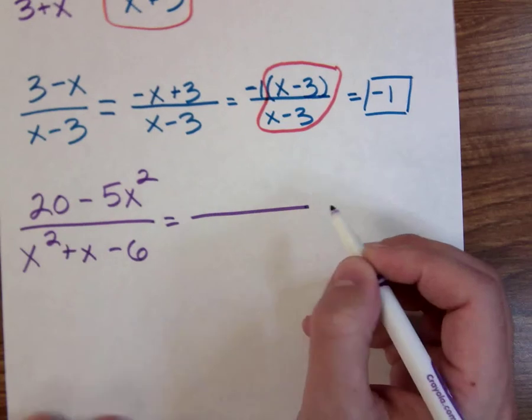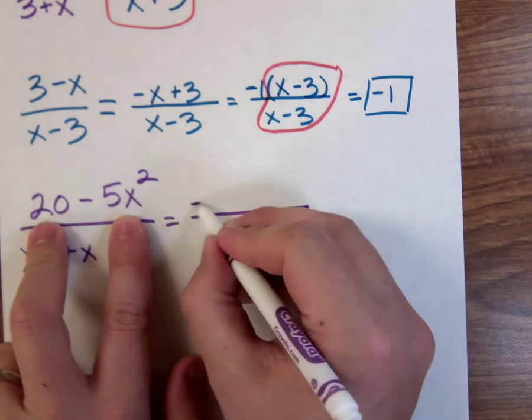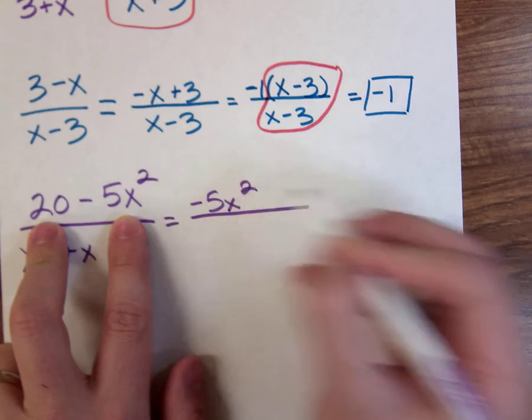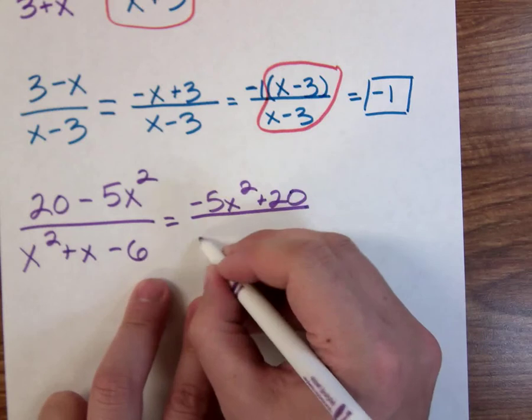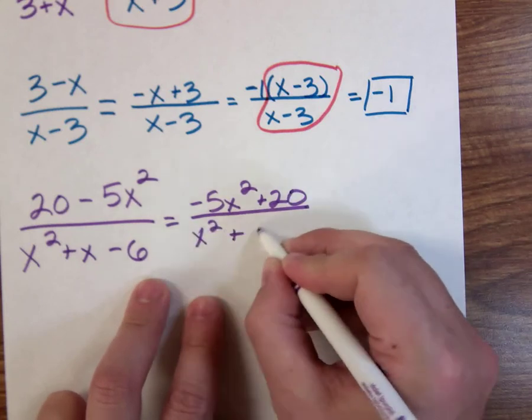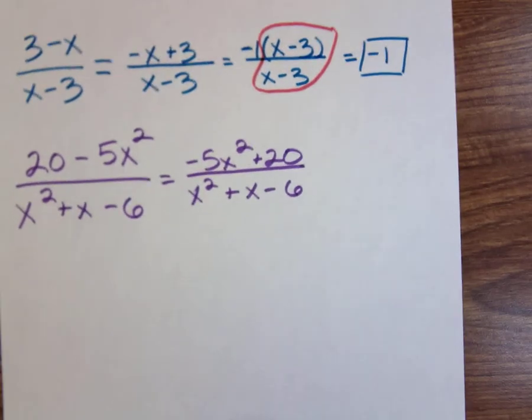Now when I move the thing on the top, what's going to happen? It's going to be negative 5x squared, good. Plus 20. And the bottom didn't start with a negative, so that one's okay. Now what?